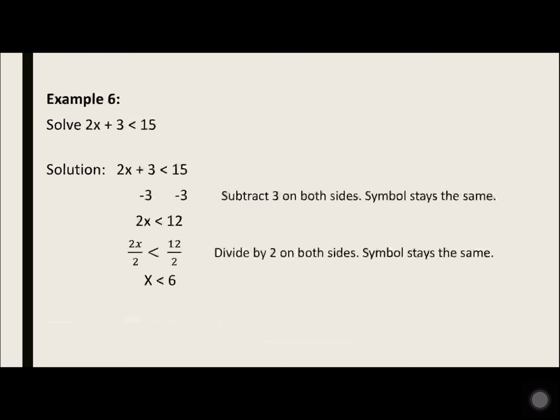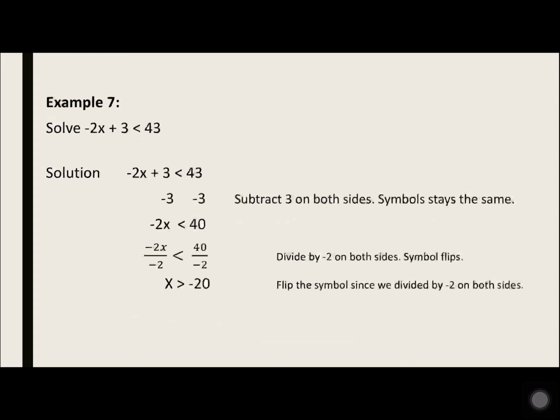2x plus 3 is less than 15. Subtract 3 on both sides. The symbol stays. 15 minus 3 is 12. Divide by 2 on both sides. The symbol stays because we divided by positive 2. 12 divided by 2 is 6.